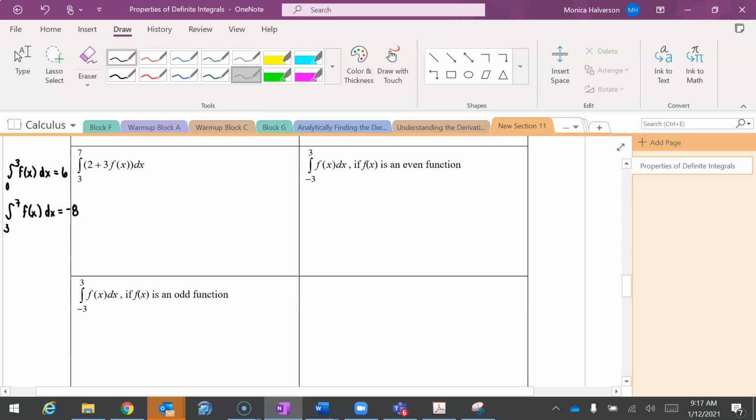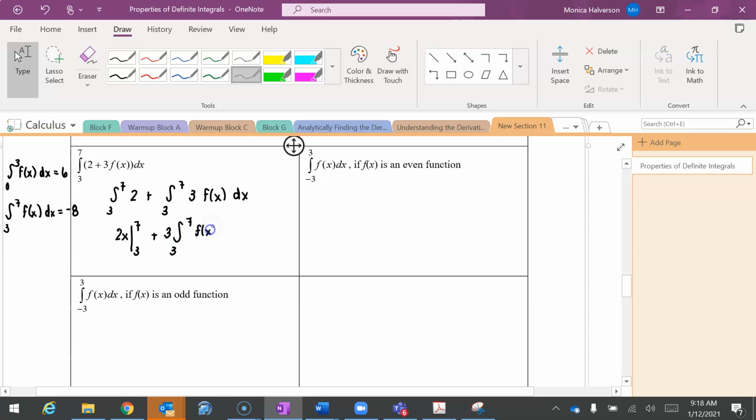So we're definitely going to have to rewrite this as the definite integral from 3 to 7 of 2 plus the definite integral from 3 to 7 of 3 f of x dx. So we know that this becomes 2x from 7 to 3. We actually have to use the fundamental theorem of calculus, plus 3 times the definite integral from 3 to 7 of f of x dx.